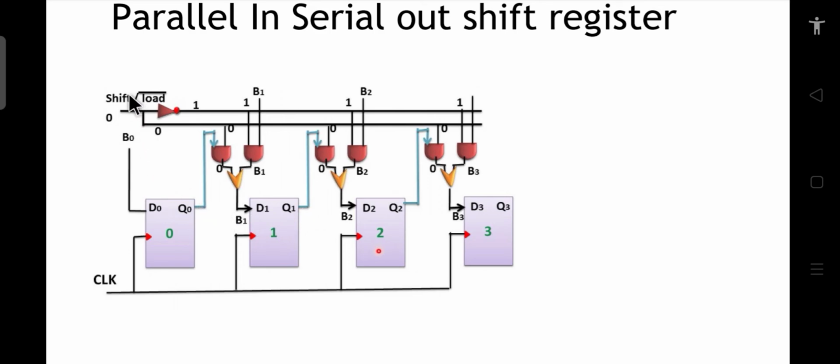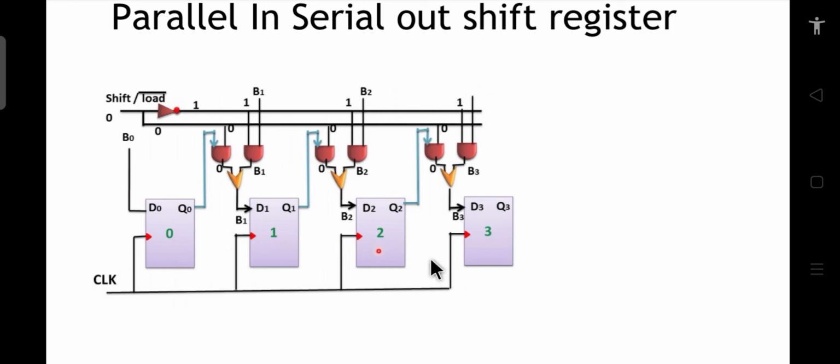Similarly, when this shift is 1, when this control line is 1, you can call it anything, then it will shift, so the data will shift in this direction. Whereas when this is 0, it will be loaded, so the input will be available in that case. So this is how your parallel in serial out shift register appears.